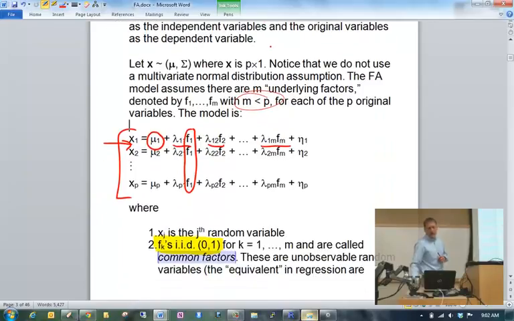So if lambda is equal to 0, that says, for example, that an f does not have any effect on x. If a lambda is greater than 0, it has a positive effect; less than 0, a negative effect. These lambdas are parameters that we will want to estimate. The f's are random variables. They have a mean of 0 and a variance of 1. Also, these f's are independent of each other. What I'm telling you right now are model assumptions, essentially.